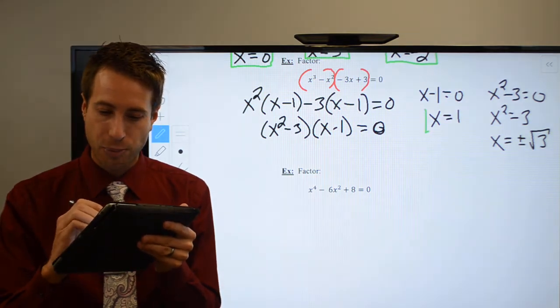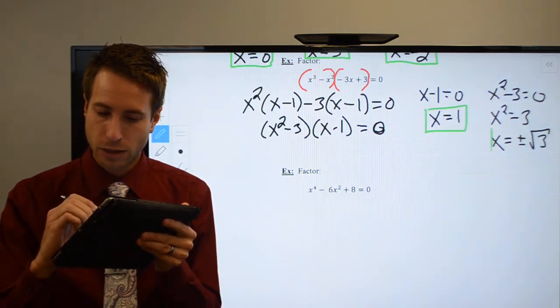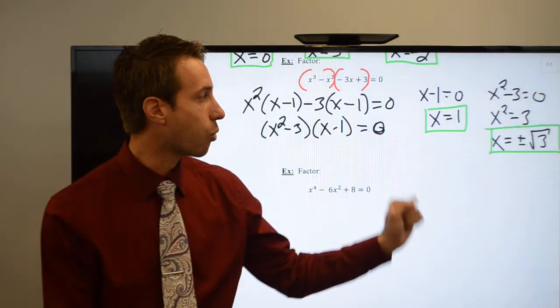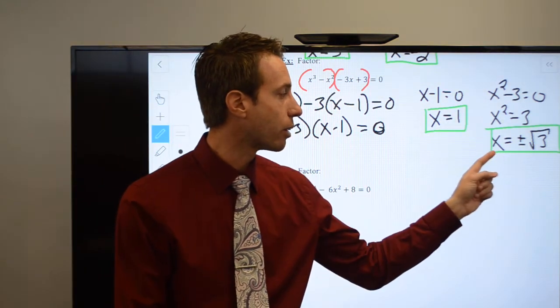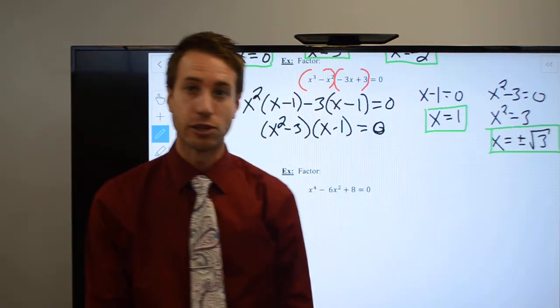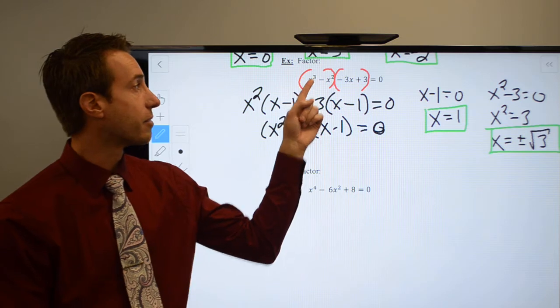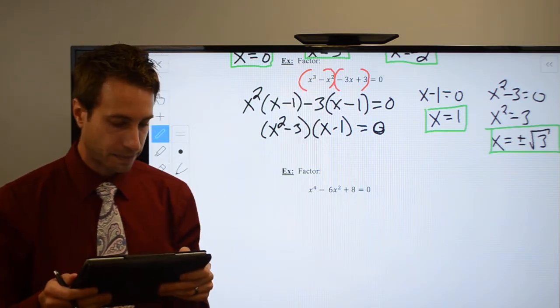And so what I wind up with here is 1, 2, 3 roots, right? X equals 1, x equals plus the square root of 3, and x equals minus the square root of 3 are my 3 roots or x-intercepts. And the fundamental theorem of algebra said I had better get 3.